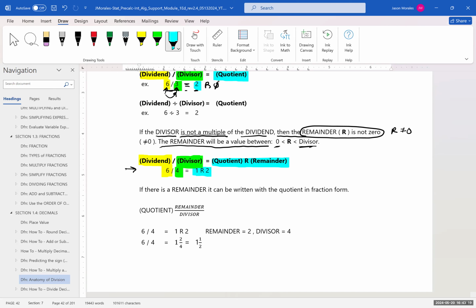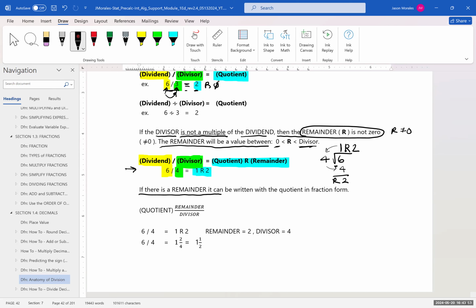So how do we get a remainder? We've got 6 divided by 4. When we look at how many times 4 will go into 6, it'll go into 6 one time. So 1 times 4 is 4. Subtract those, and we get 2. And that's our remainder. We get a remainder of 2. So we have 1 remainder 2.